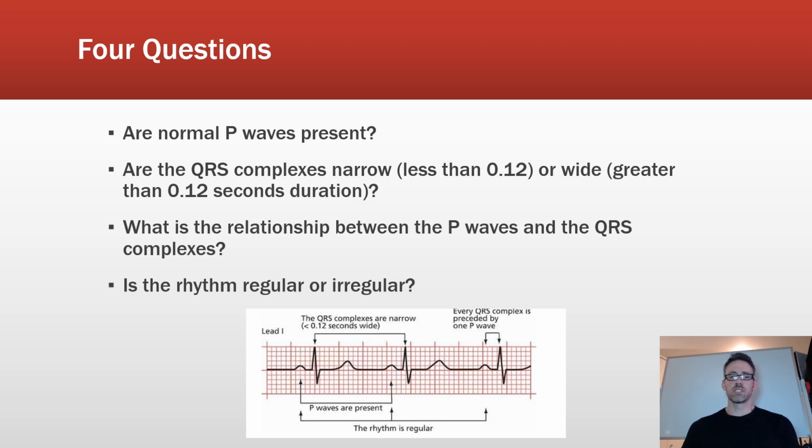So what is the relationship between the P waves and the QRS complexes? Keeping in mind that the P wave should come before every QRS, and a QRS should follow every P wave. Now that sounds like it should make a lot of sense, however, there are times when you can see a P wave and there is no QRS or anything that follows it. Other times you may see a QRS where there's no P wave preceding it, and that's not a normal rhythm. And we'll give you examples of that.